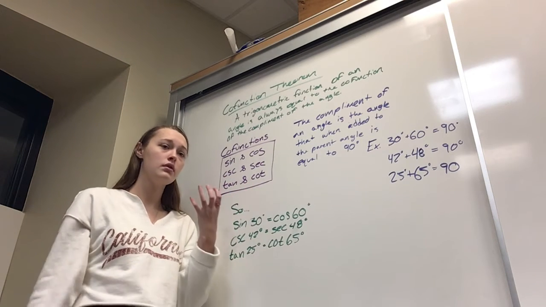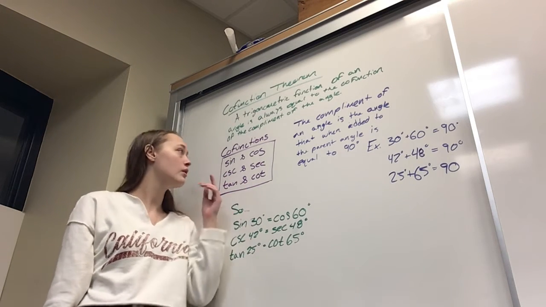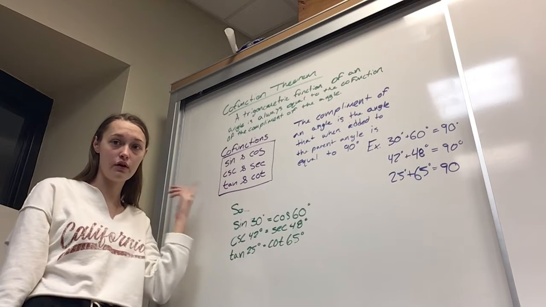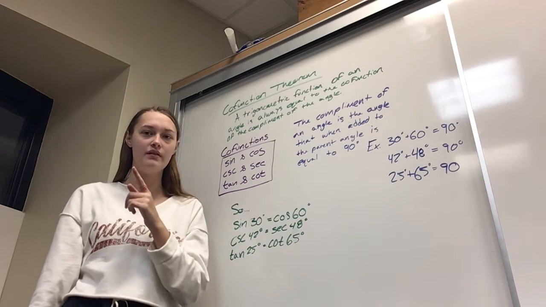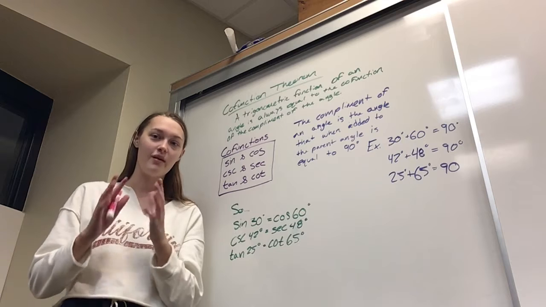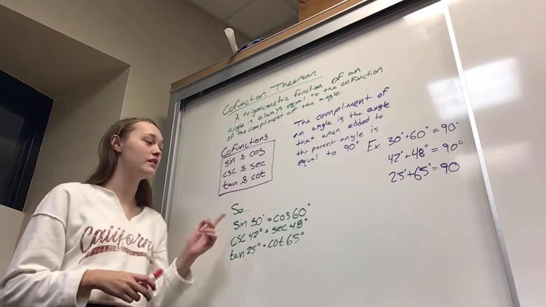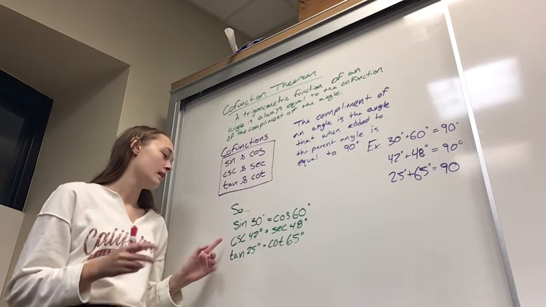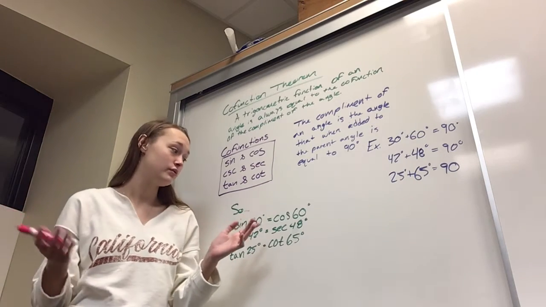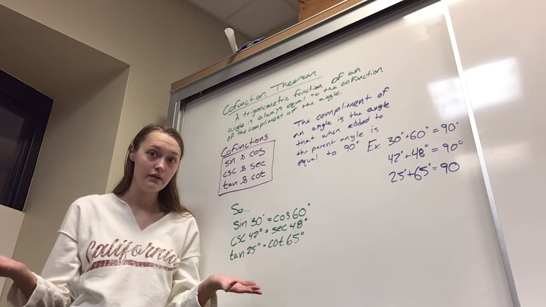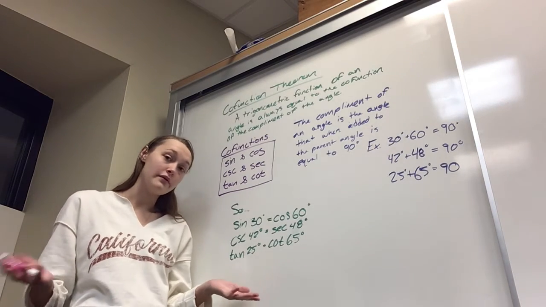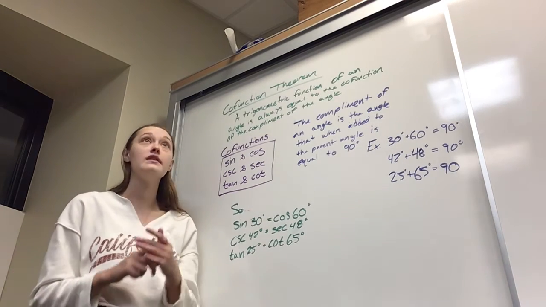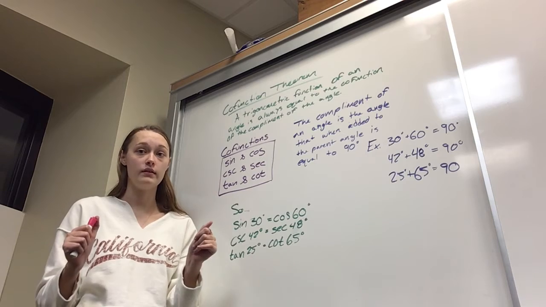So if you know one of the cofunctions, you can find the other one's complement, if that makes sense. So the sine of 30 would equal the cosine of 60 because they add to 90. The cosecant of 42 would equal the secant of 48. And the tangent of 25 would equal the cotangent of 65. And this works for all angles up to 90.